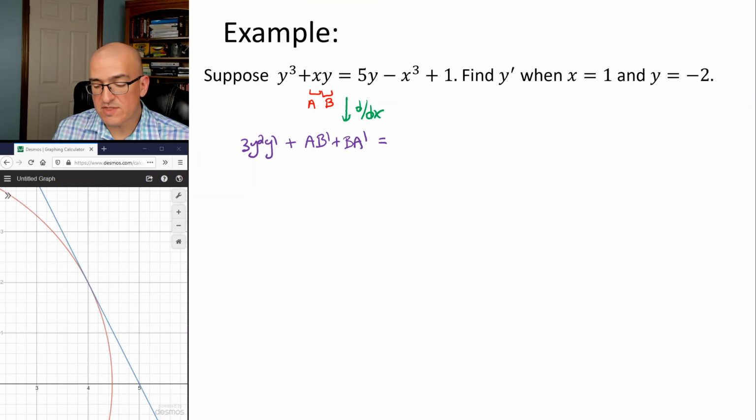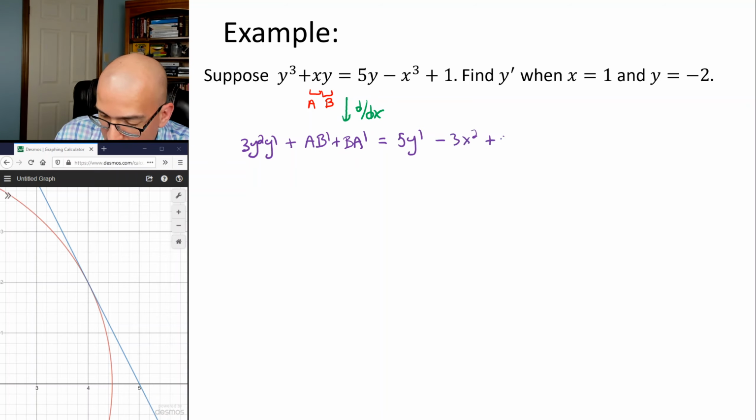If you want, you can think of this as the derivative of 5 times y to the power of 1. The 1 will come down, multiplied by the 5, and we'll have y to the power of 0 times y prime. Y to the power of 0 is 1, so we have 5 times 1 times y prime, which is just 5y prime. Derivative of x to the power of 3 is 3x squared, and then the derivative of 1 is 0.